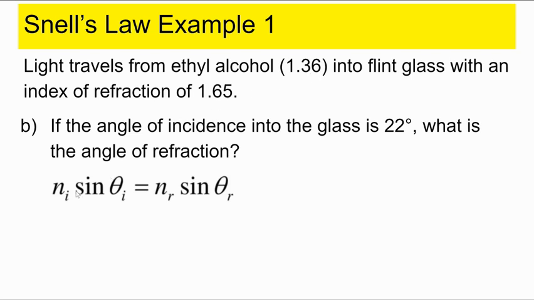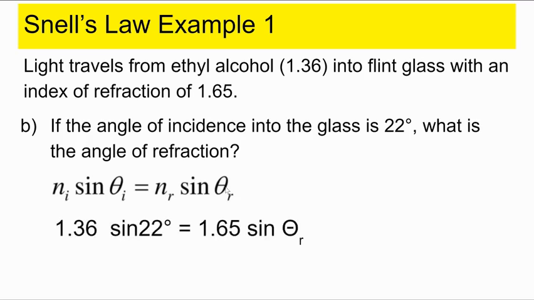1.36 would be our ni value, or our index of refraction for our incident medium. 22 degrees would be the angle of incidence, or the theta i value. And 1.65 would be the index of refraction for our second medium. And we'll be solving for theta r, or the angle of refraction. So our base equation should be 1.36 times sine of 22 degrees, which equals 1.65 times the sine of the refracted angle we're solving for.